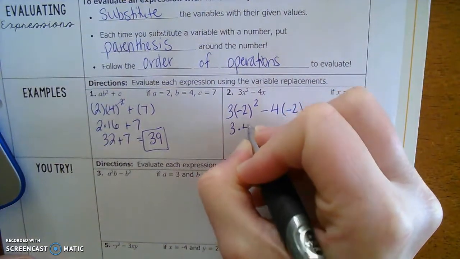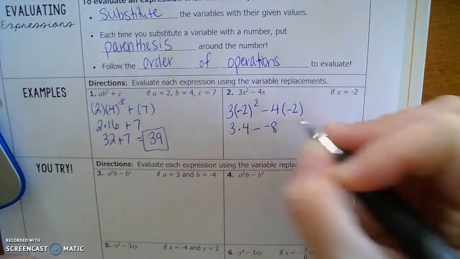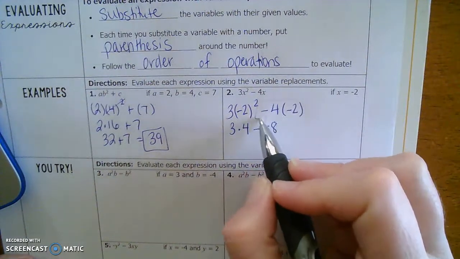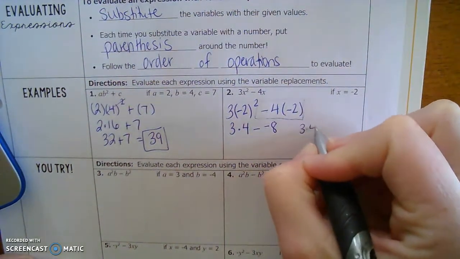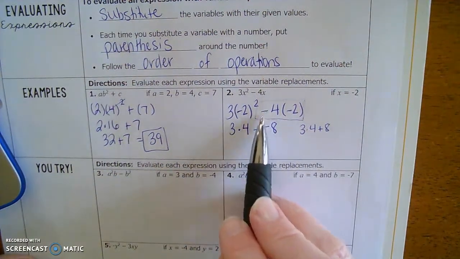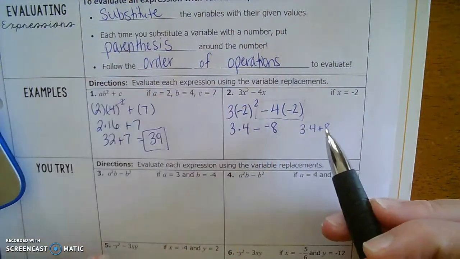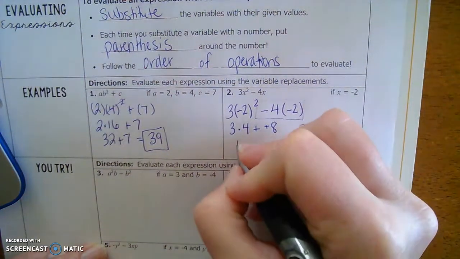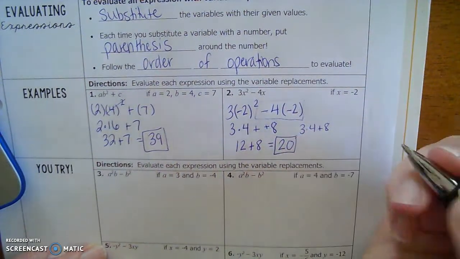So we have 3 times 4 minus 4 times negative 2 is negative 8. Now, some people kind of just look at this on its own and say that's negative 4 times negative 2, so you would put plus 8. If you're comfortable doing that, that's great. If not, just bring the minus sign down and then realize we have 4 times negative 2, which is negative 8. And then minus negative becomes plus a positive. So then we have 3 times 4 is 12 plus 8, which gives us 20 for our final answer.